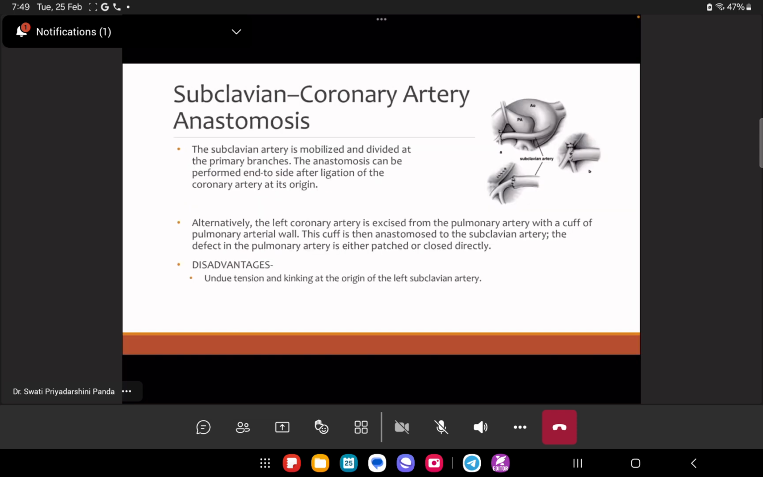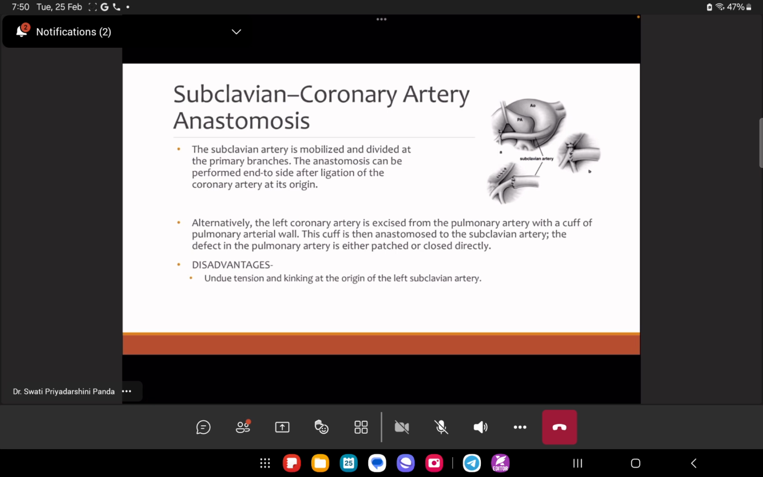thoracotomy. The subclavian artery is mobilized and divided at the primary branches. The anastomosis can be performed either end to side, or end to end after the ligation of the coronary artery at its origin. Alternatively, the left coronary artery is excised from the pulmonary artery with a cuff of pulmonary arterial wall, and then this cuff is anastomosed to the subclavian artery, and the defect in the pulmonary artery is either patched or closed directly.